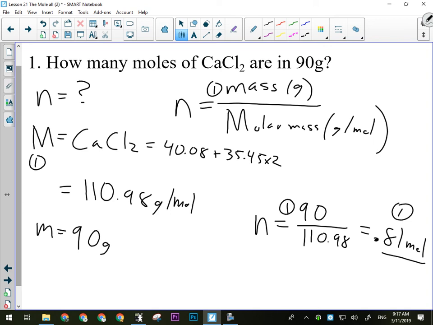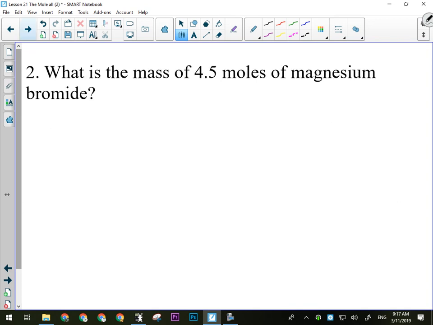All right. So here's the next one. So that's the easiest one. Here's the next one. So the next one will ask us, what's the mass of this many moles of a certain material? In this case, they're asking, what is the mass of 4.5 moles of magnesium bromide? And this is the way I would write the question. I would not give you the formula. I would give you the name in words, as I have there. Because that also means I'm testing whether you can write the chemical formulas correctly or not.